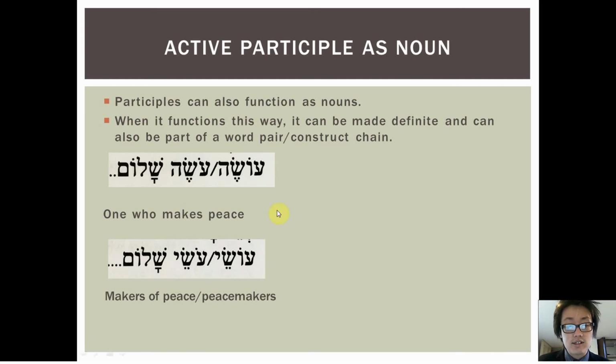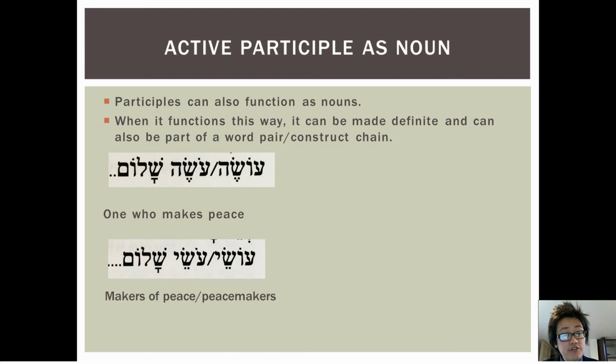This is singular, simple, nothing too scary here. Oseh shalom. What does the word asa mean? Do you remember that? This refers to doing or making. So if you wanted to turn a participle into a noun, it would be one who makes peace. Shalom, of course, peace. Or peacemaker, right? If you want to make reference to or echo the Sermon on the Mount. Oseh shalom, one who makes peace.